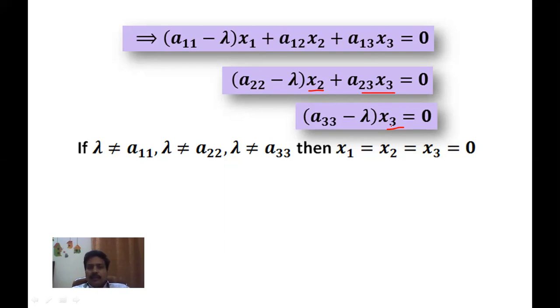Similarly, x3 is 0 from the third equation, x2 is 0 from the second equation, and it is given that lambda is not equal to a11, so x1 must be equal to 0. So if lambda is not equal to any one of these three, then x1, x2, x3 all are zeros. That is what is represented here.